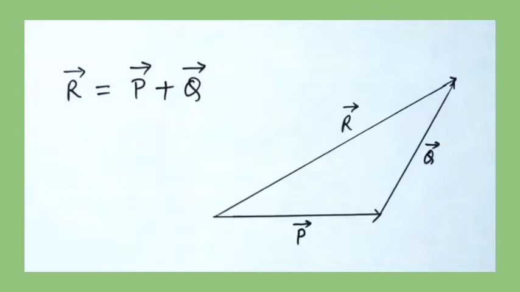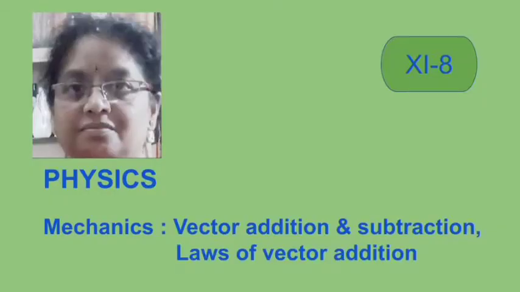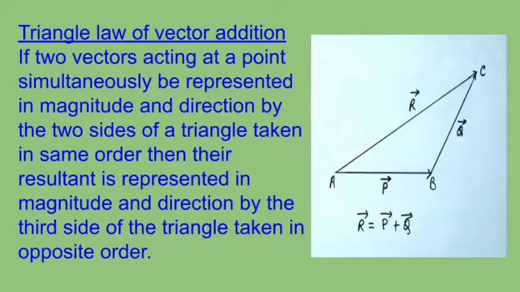The resultant vector of two or more vectors is a single vector which produces the same effect as produced by the individual vectors together. For vector addition, we have some laws. One is the triangle law of vector addition.